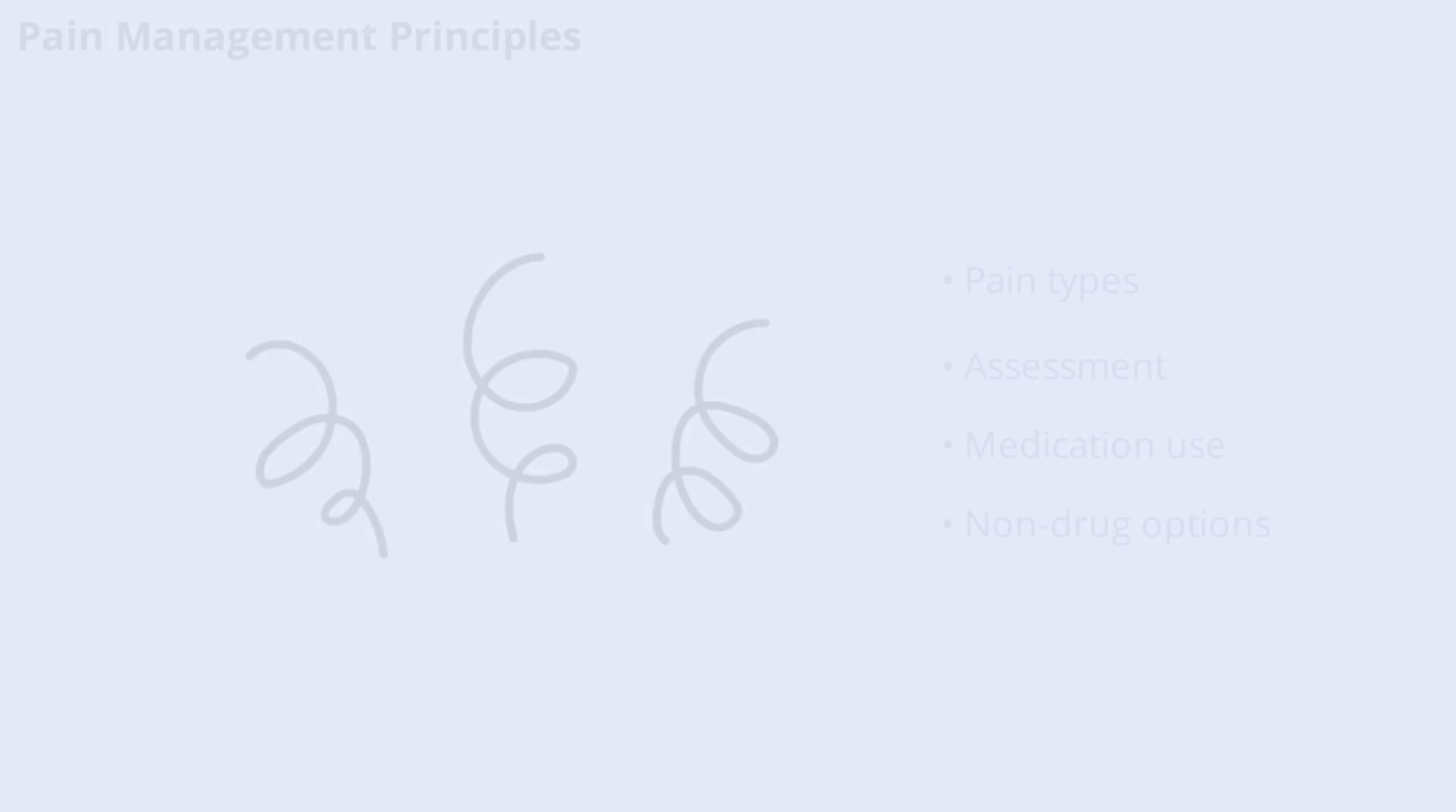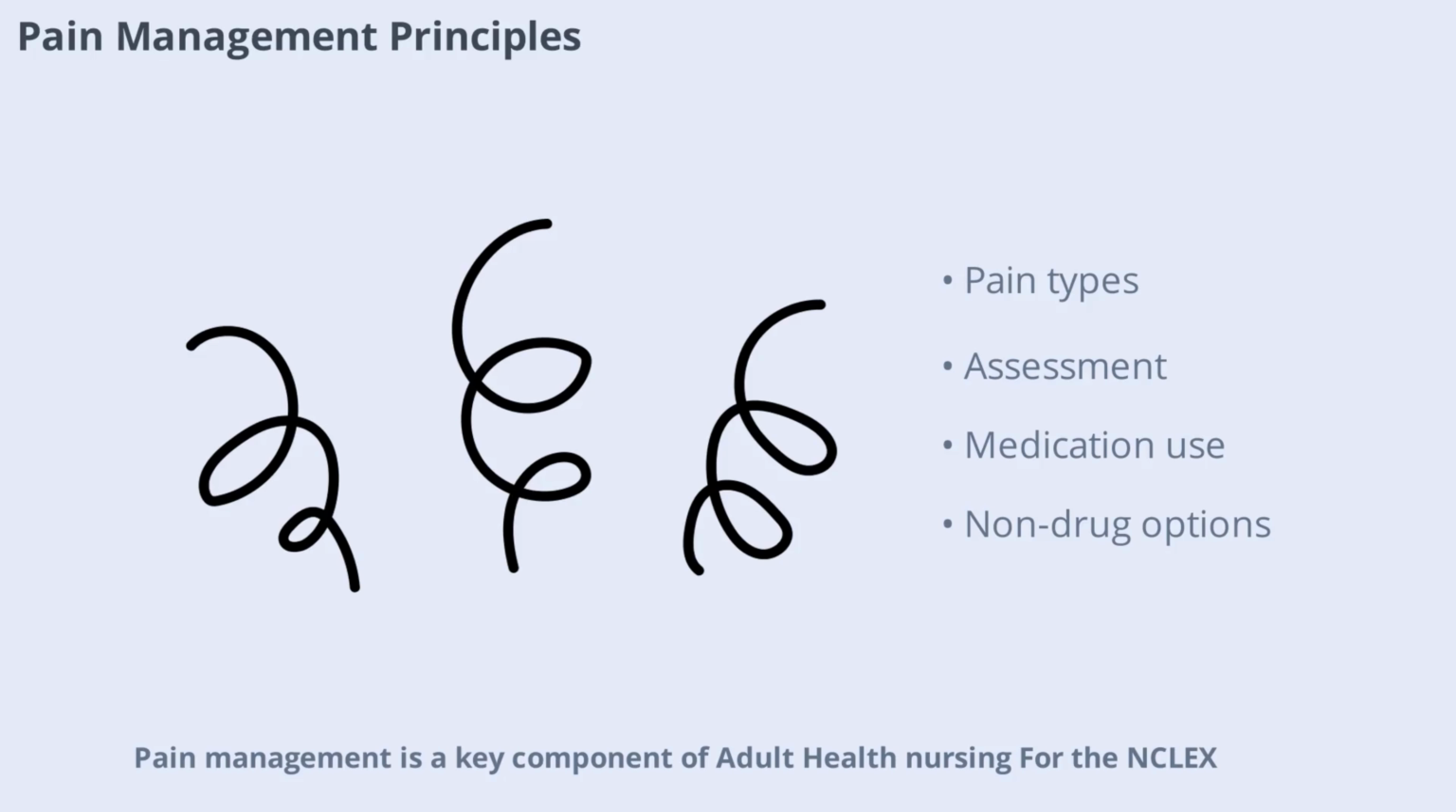Pain management is a key component of adult health nursing. For the NCLEX, focus on assessment, medication management, and non-pharmacologic interventions. Know the differences between acute and chronic pain and the importance of individualized care. Patient education on pain management strategies and medication safety is also frequently tested.